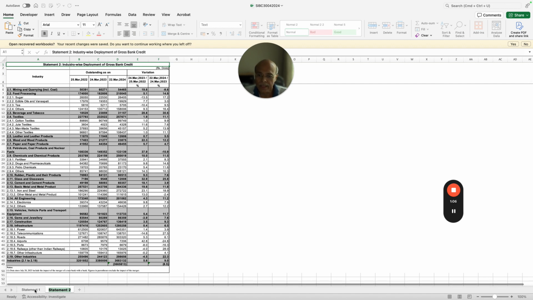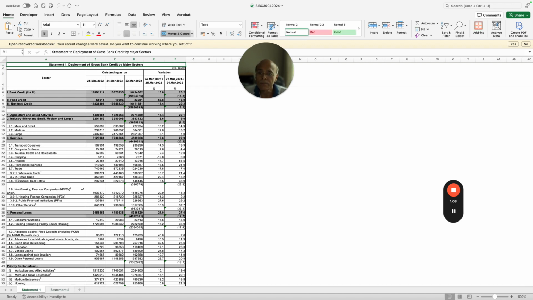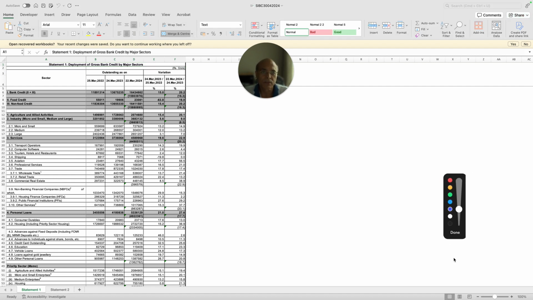Now friends, today we are going to talk about only personal loans, because there are many aspects to talk about in bank credit, and it's a very important subject, but I'm going to focus only on personal loan because personal loans are individual centric. Now, looking at this sheet, you won't be able to get any understanding about what is going on unless you see the trend.